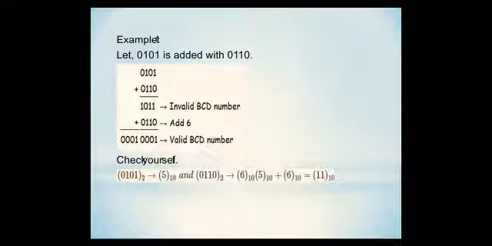Here this value becomes an invalid BCD number after addition. So what we can do is add 6 to that resultant value. Then we get the valid BCD number like this, 1 and 1, which is nothing but 11. Let's check it in another form also. Here the binary equivalent of 5 is 0101 and of 6 is 0110, and adding 6 plus 5, we get the resultant BCD value 11.